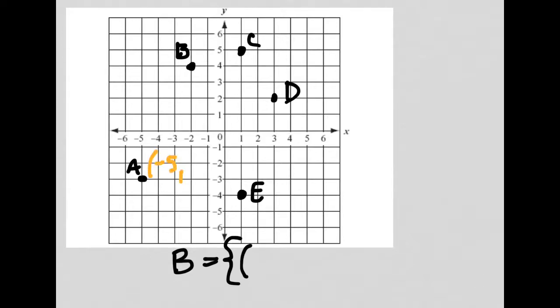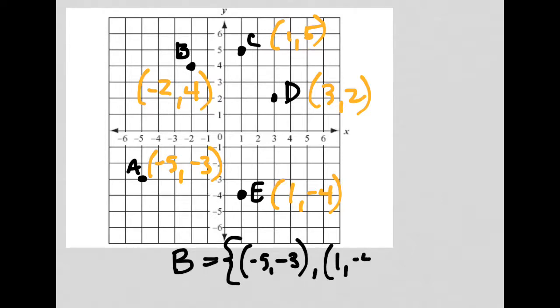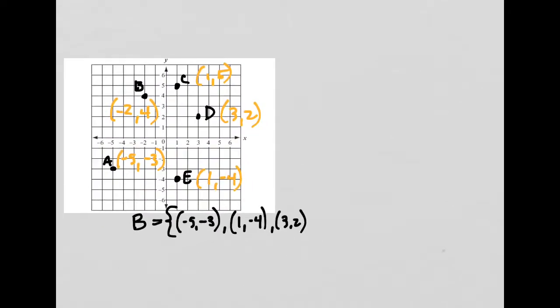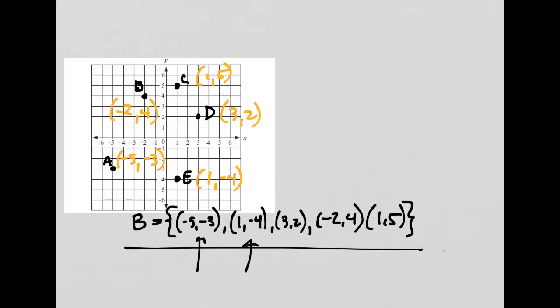So this is -5, -3. This guy is 1, -4, 3, 2, 1, 5, and -2, 4. Now I can just list these off from what I have up there. All right, 1, -4, 3, and 2. So I make this a little smaller. -2, 4, and 1, 5. This order doesn't really matter here. Okay, that would be the answer if I said write the set of ordered pairs. This is a set of the ordered pairs, or the coordinate points, right?